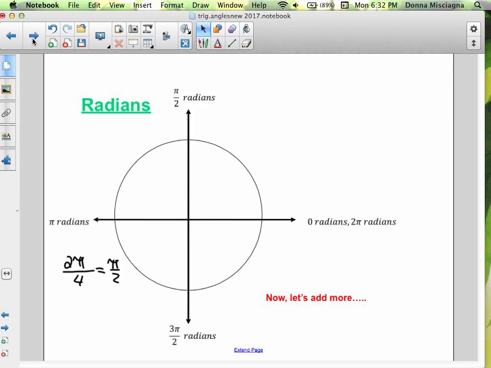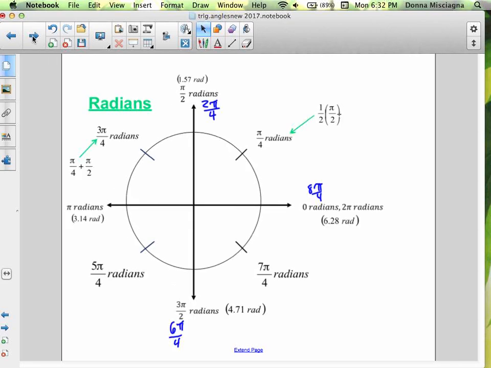All right, so let's add some more so we can see where they are. Well, let's divide all of the quadrants in half. If one quadrant is pi halves, then half of pi halves would give us pi fourths. There's just things on the side there to help you figure stuff out. So 1/2 times pi halves, that's where I got the pi fourths from.